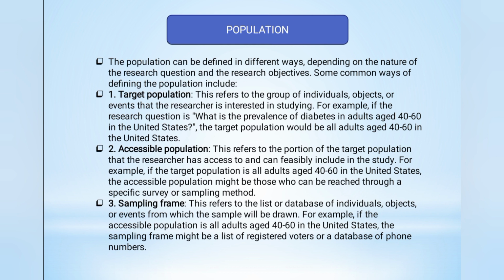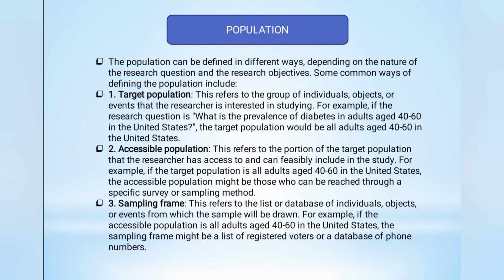Population. The population can be defined in different ways, depending on the nature of the research question and the research objectives. Some common ways of defining the population include: 1. Target population. This refers to the group of individuals, objects, or events that the researcher is interested in studying. For example, if the research question is what is the prevalence of diabetes in adults aged 40 to 60 in the United States, the target population would be all adults aged 40 to 60 in the United States.